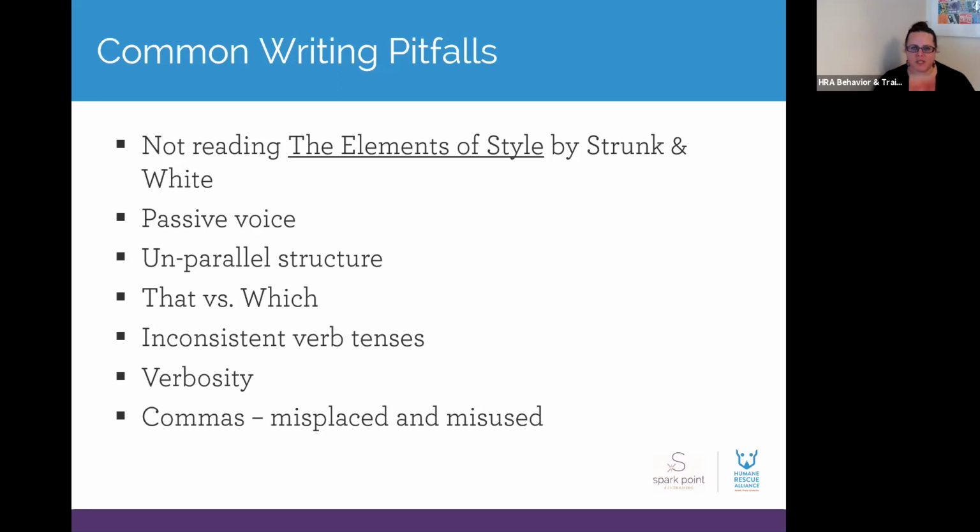Yeah, so when we send the slides along with this recording, we will have more detail about each of these points that you can review on your own. And I also highly recommend that you buy and read Elements of Style. It's not a long book and it's not expensive, but it is incredibly helpful.